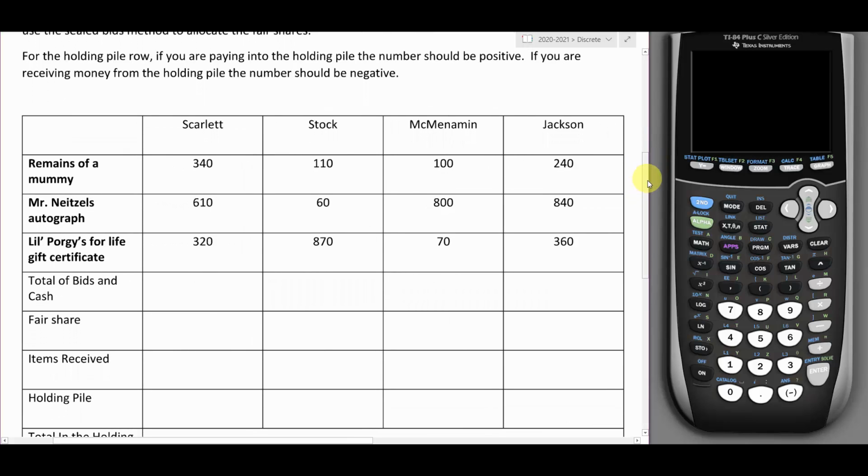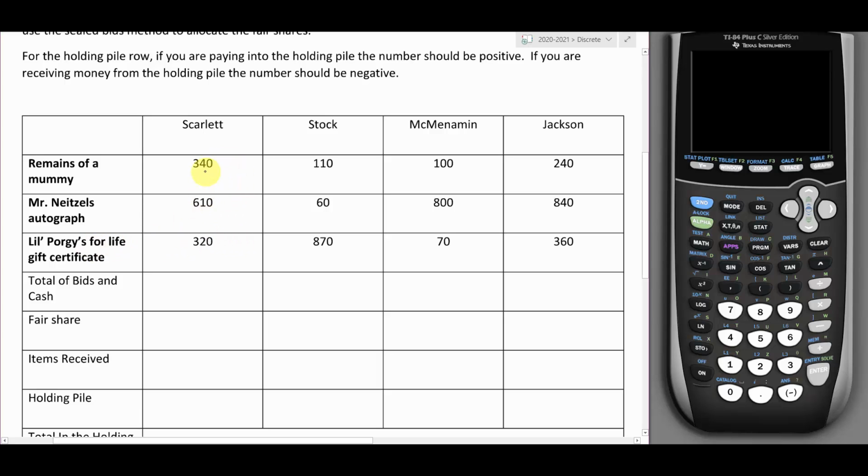So we've got our four teachers, Scarlett, Stock, McMenamin, and Coach Jackson, and they inherit the remains of a mummy, Mr. Neitzel's autograph, and Little Porgies for Life gift certificate. All right, and you have their bids. So they all bid what they think the value of the items are worth. Recall that they cannot see each other's bids. Those are private. That's why they call it sealed bids.